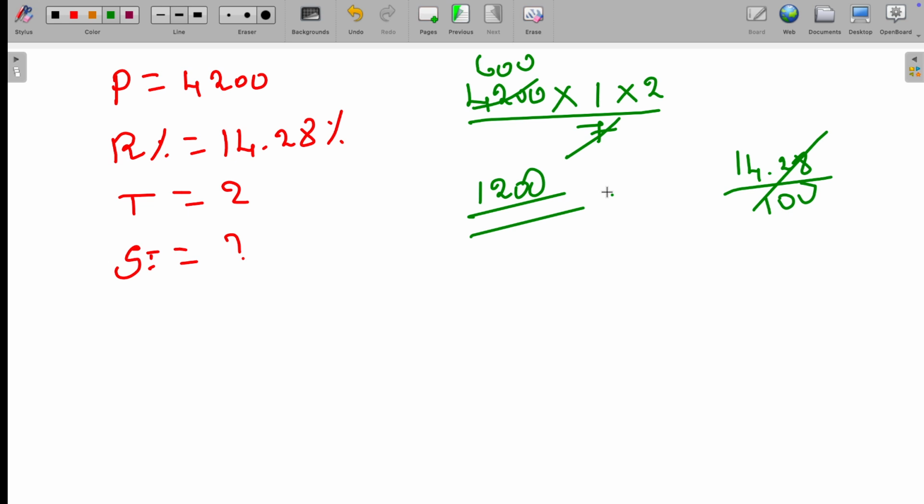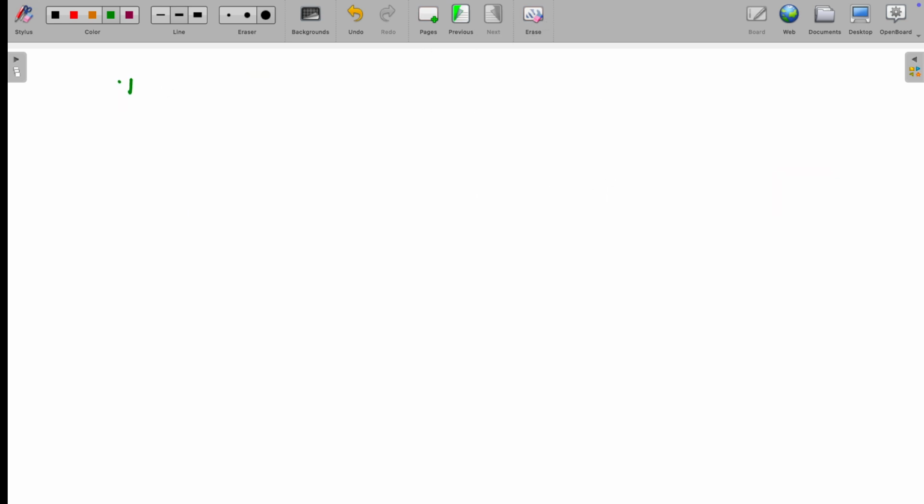Clear now? Sometimes they will give time in days. Whenever they give days, most of the time you will get 73. Remember this. Whenever we get days, we have to divide by 365 to convert to years. 73 divided by 365, remember this, is 1 by 5. No need to calculate again.